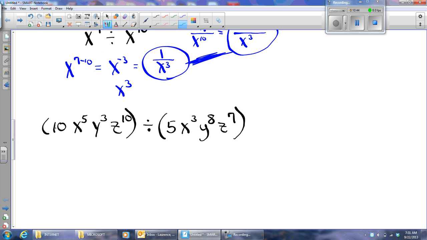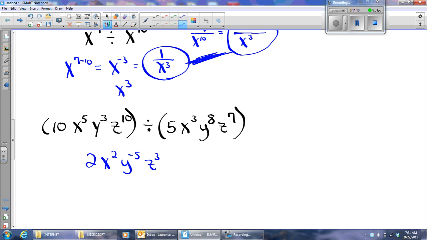So I'm going to do 10 divided by 5, and I'm going to get 2. I'm going to get x to the fifth divided by x to the third. That should be x to the second. Now, y to the third divided by y to the eighth would be y to the negative fifth. And then I'm going to have z to the 10th divided by z to the 7th. That would be z to the third. All I did was subtract the exponents.